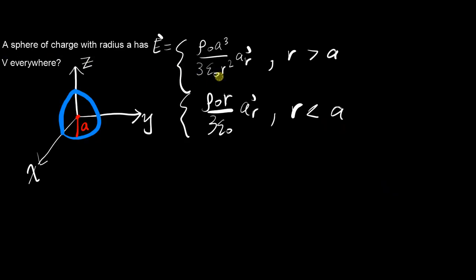Okay, so this is a question that's confused me personally for quite some time. It involves finding the potential everywhere given some sphere of charge with a radius. They might ask you to find the electric field inside and outside the sphere, or they might give it to you. I just solved this question up to the point where you find the electric field, because I want to focus on finding the potential in this video.